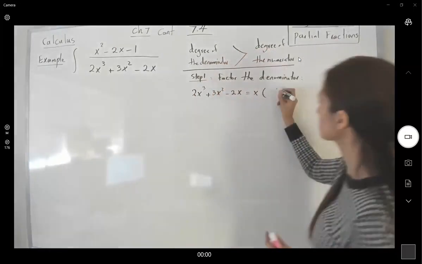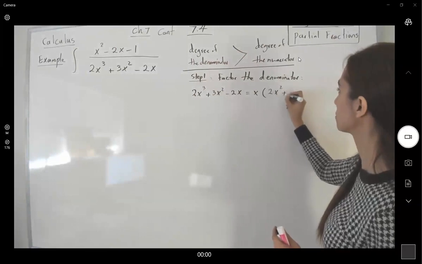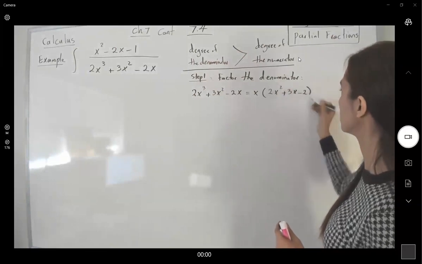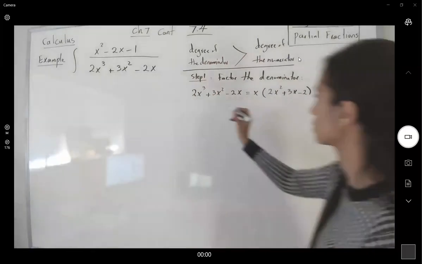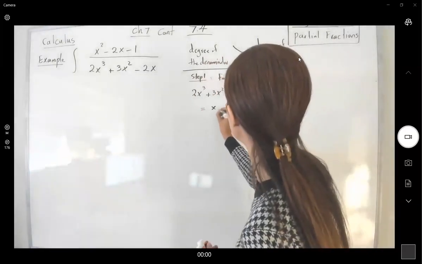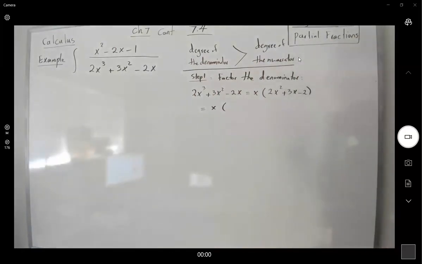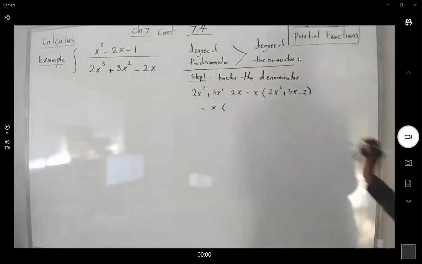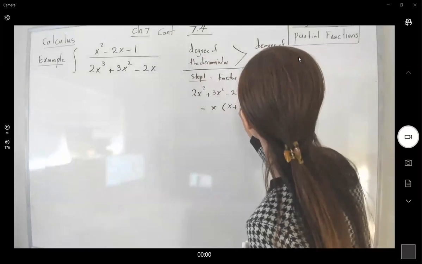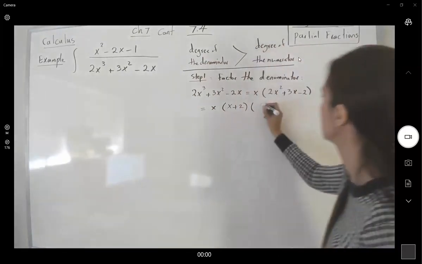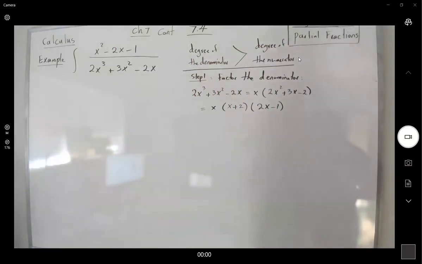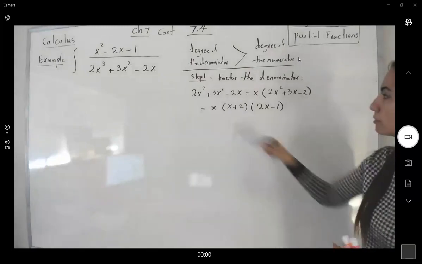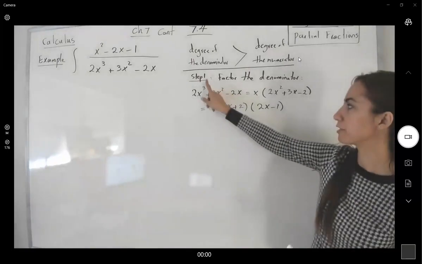We can factor out x. We get 2x squared plus 3x minus 2. Here you have a quadratic expression, and you can break this down more into x times x plus 2 and 2x minus 1. There you go. This is our very first step.